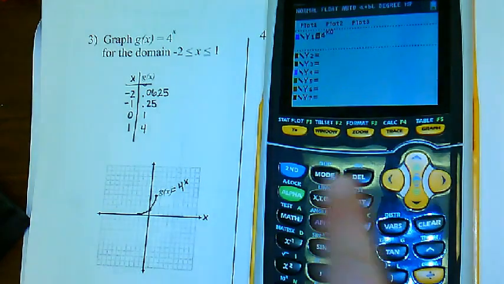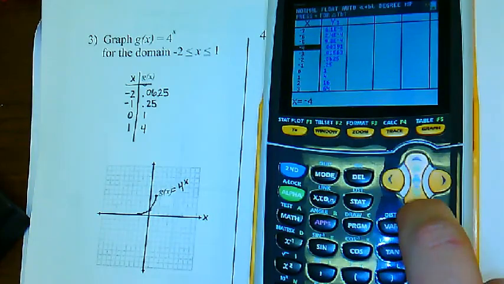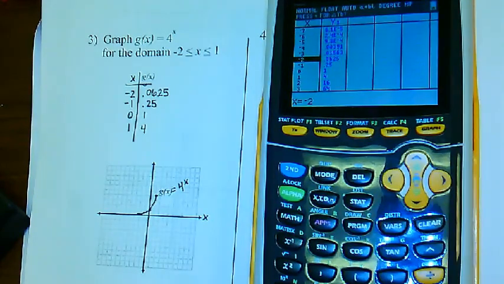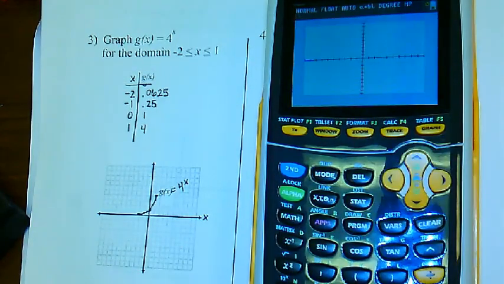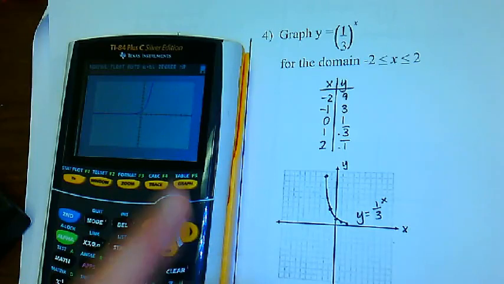All right, so go to your table. You see that we started at -2, so you scroll down. You can see what I have right here. You can double check with your graph. And again, it looks like it touches the x-axis, but it does not. Okay, it does not.